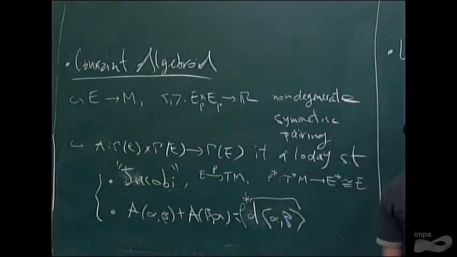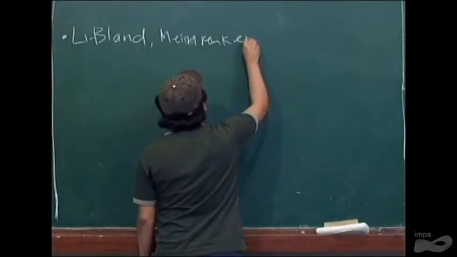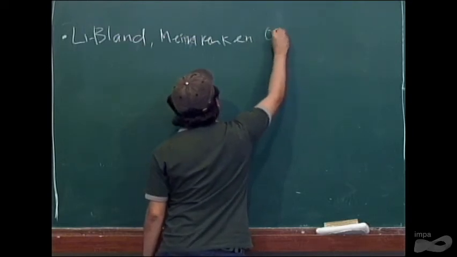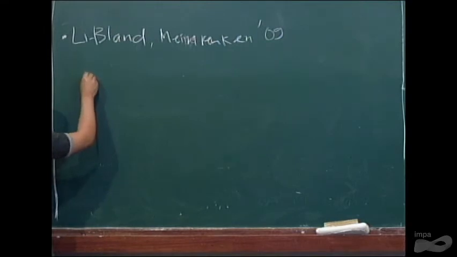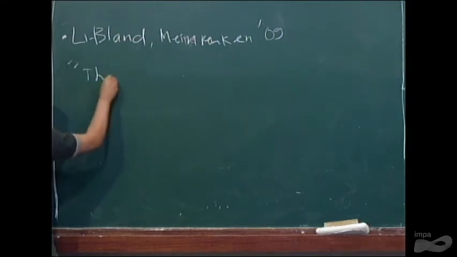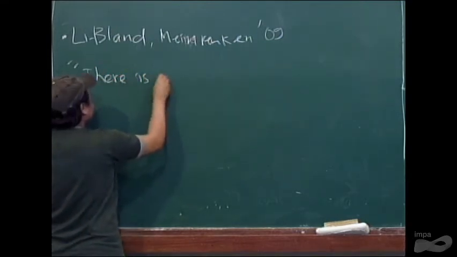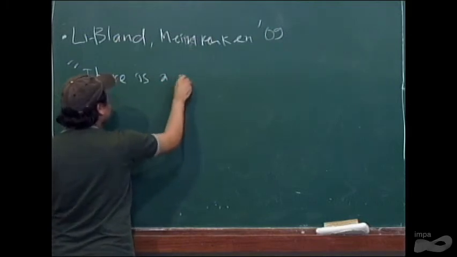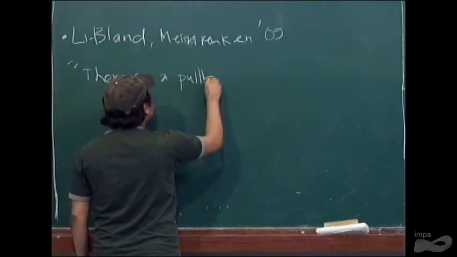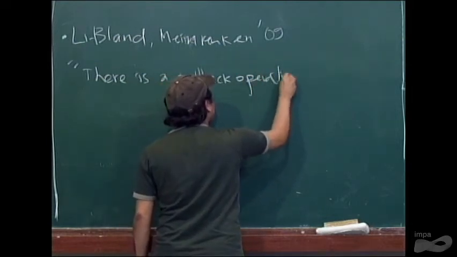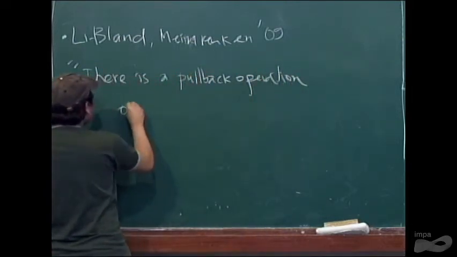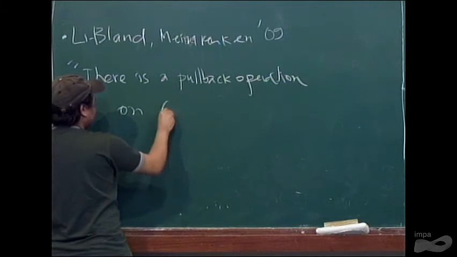I'm not going to define exactly the pullback of a Courant algebroid, but this is a result from Liu, Weinstein and Xu, I think from 2009. They basically state that there is a pullback operation on Courant algebroids.